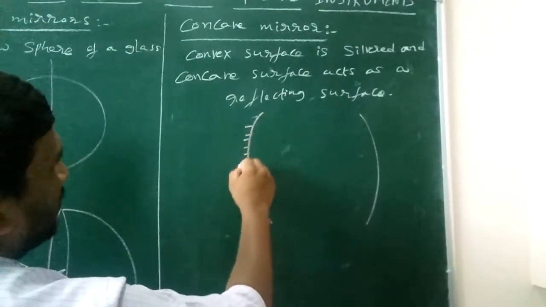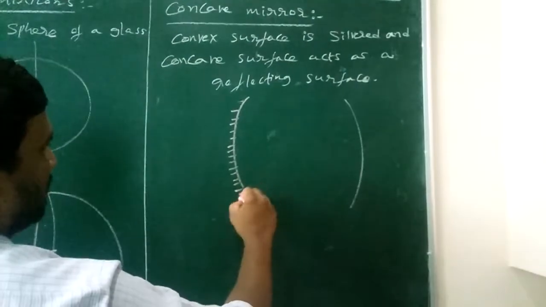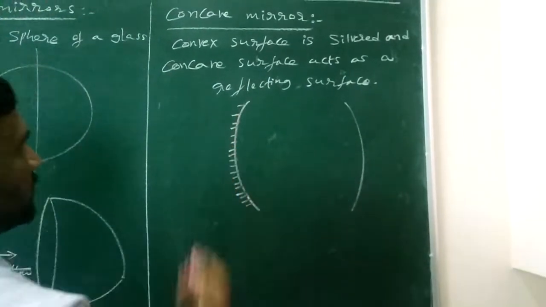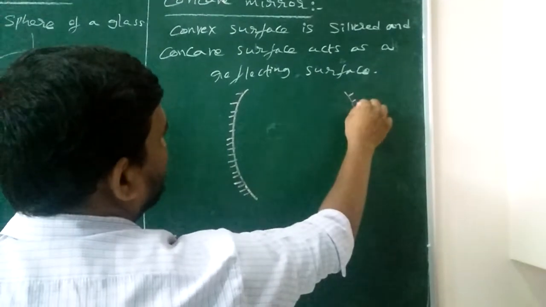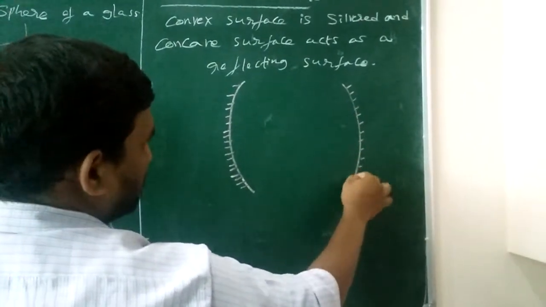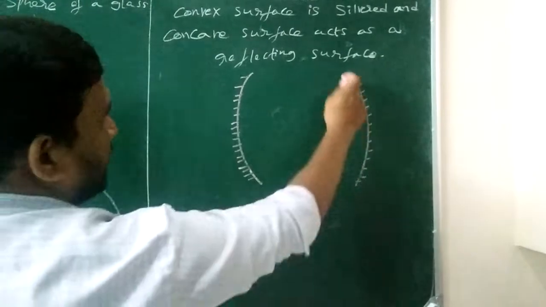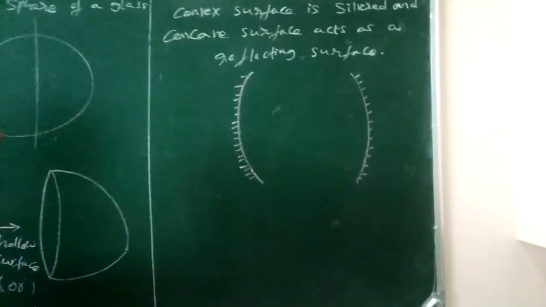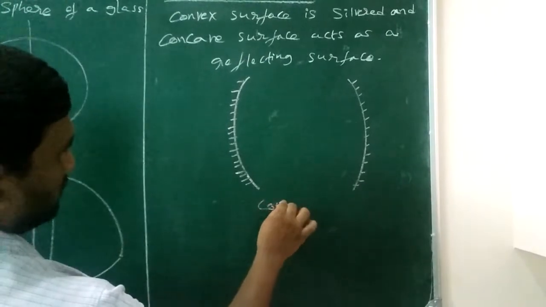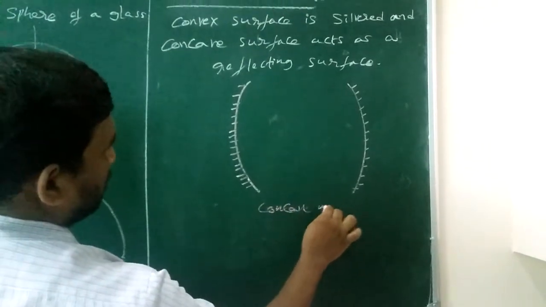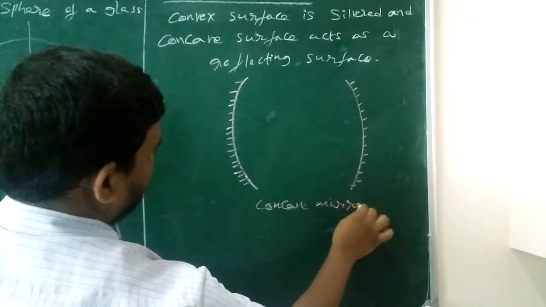The bulged surface, meaning the convex surface, we are going to silver. This is the polished surface and it acts as a reflecting surface. Here we are silvering the bulged convex surface, and the inside hollow surface acts as a reflecting surface. Such a type of mirror is called a concave mirror. This is a concave mirror.